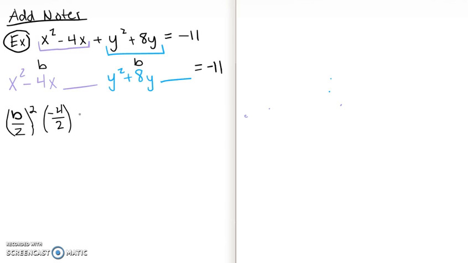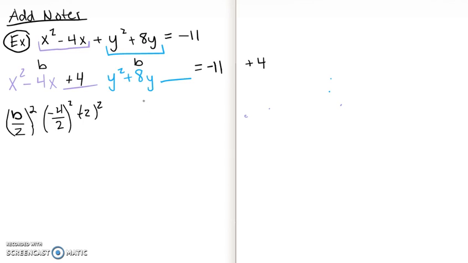Negative 4 divided by 2. Someone help me out. Raise your hand. Jerry Rock. Negative 2. And what's negative 2 squared? 4. Okay, so whatever I add to one side, I add to the other.